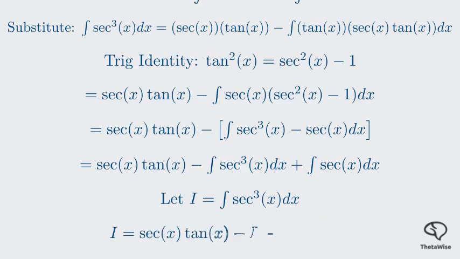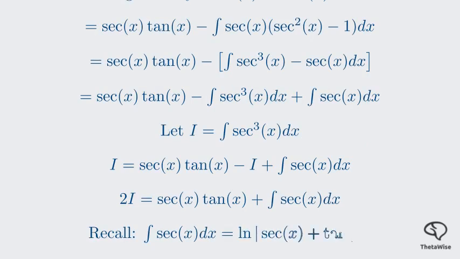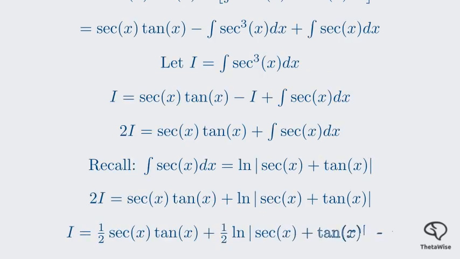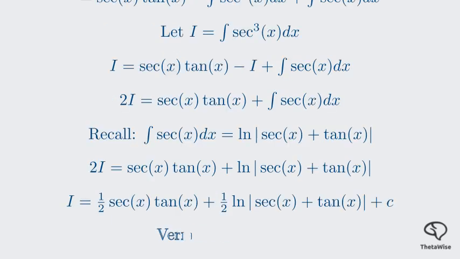Let's call the original integral I. Our equation is I equals sec x tan x minus I plus the integral of sec x. We add I to both sides to get 2I. The integral of secant of x is a standard integral. It's the natural logarithm of the absolute value of sec x plus tan x. So 2I equals our expression plus the natural log term. Finally, we divide by 2 and add the constant c. This is our final answer. The memo confirms our result. Verified using memo. This is a classic and very important example of a recursive integral. Knowing how to solve the integral of sec^3 x dx is a valuable skill in calculus.